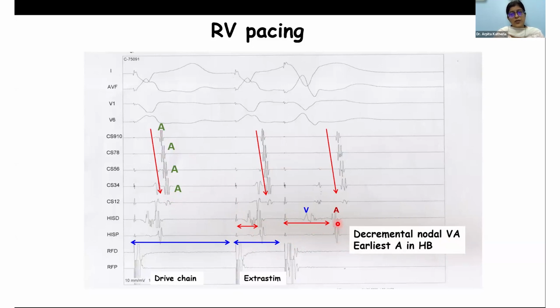And the earliest A, as we can see, these are the A in the CS, and this is the A in his bundle. The earliest A is occurring in the his bundle catheter. So that means earliest A in HV with a decremental conduction in VA. This is the property of AV node.